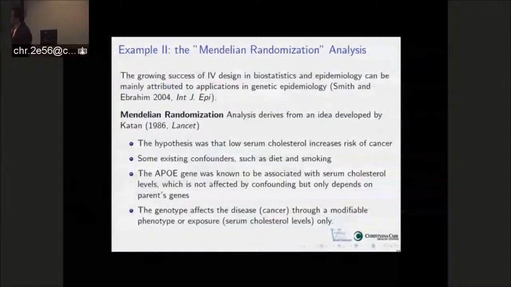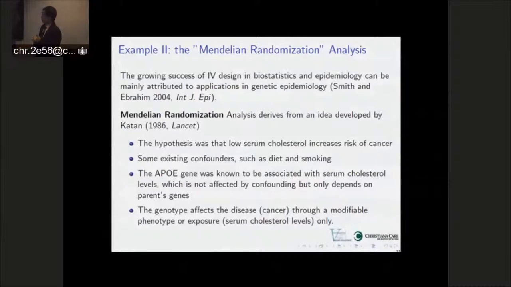So the author suggests the APOE gene, which was known to be associated with serum cholesterol level, and which is not affected by the confoundings, since all of these genes only depend on their parents' genes. So at least we know, okay, it looks like it satisfies the first condition. This gene has been associated with serum cholesterol level. And it looks like the second condition is also satisfied. That means the gene is not affected by the confounding, since it only depends on the parents' genes. And also, this genotype affects the disease, which is cancer in this study, only through this phenotype and exposure, the serum cholesterol levels in this study. So it looks like we found a good instrument in this study.